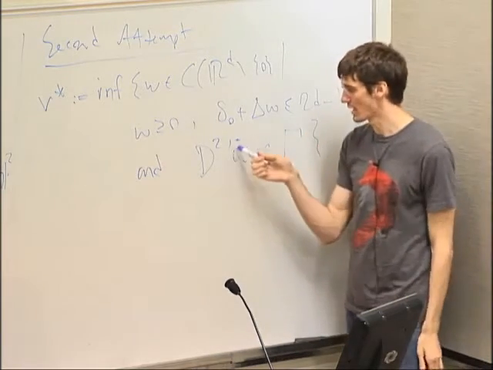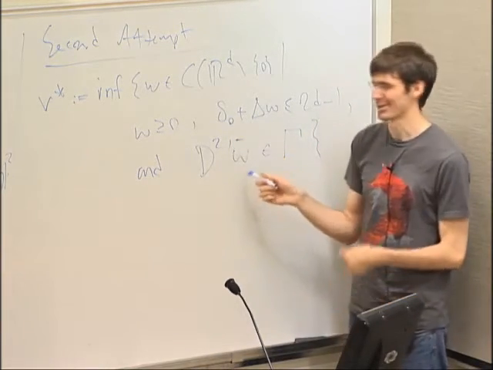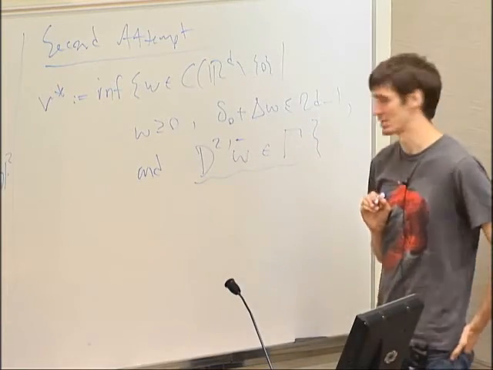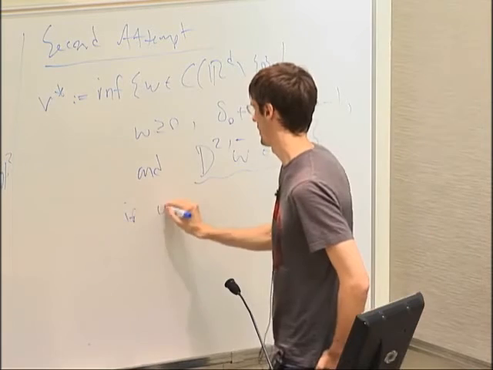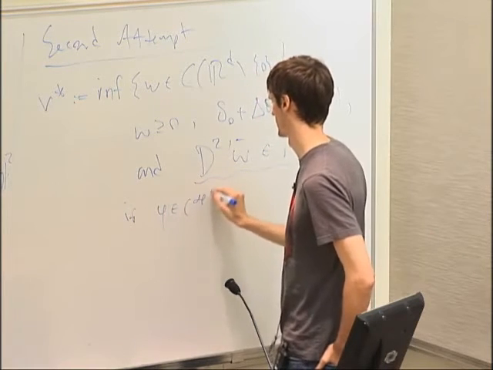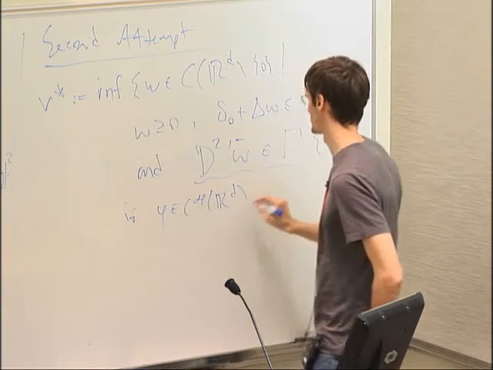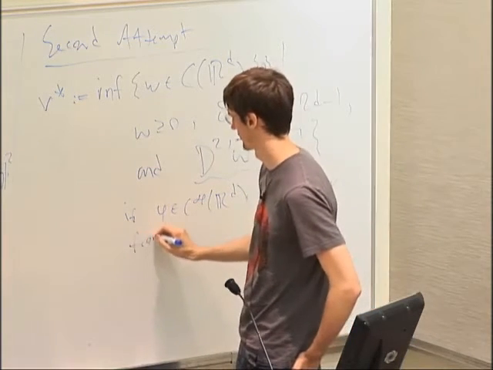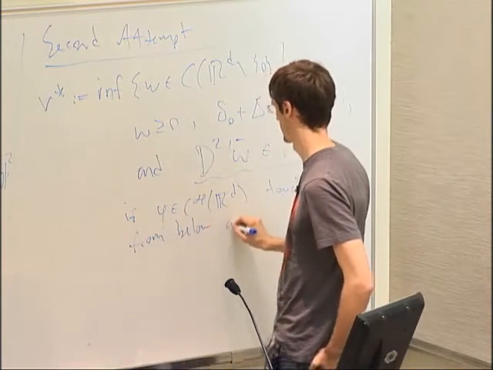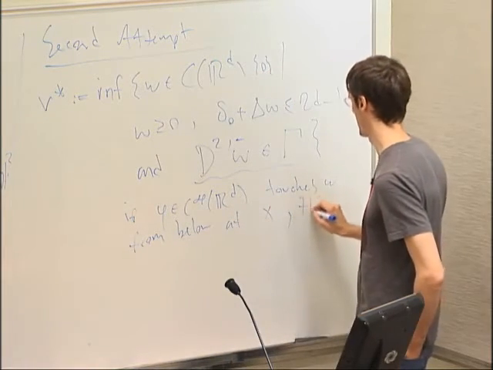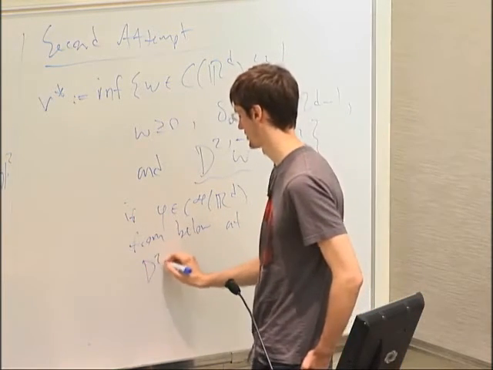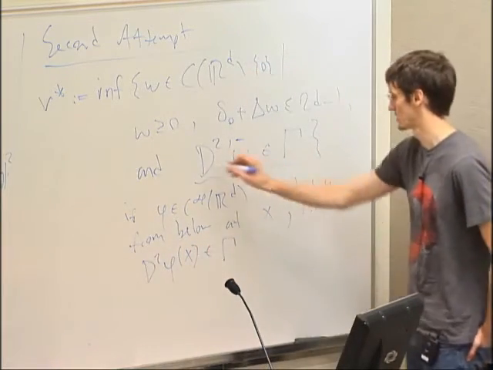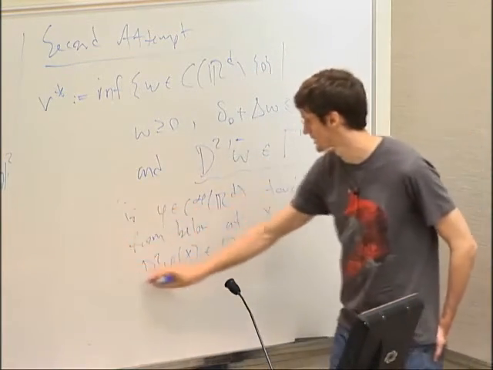Okay, and what this minus is supposed to mean is that you're only supposed to interpret this in the sub-solution sense. So let me just explain what this notation means. This means that if phi is smooth and touches w from below at some point x, then the Hessian of phi at x is in gamma. Okay, so that's what this funny notation means.